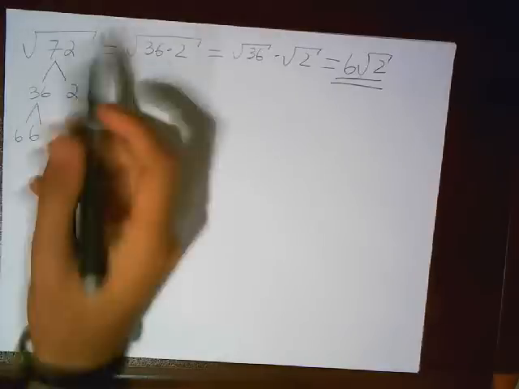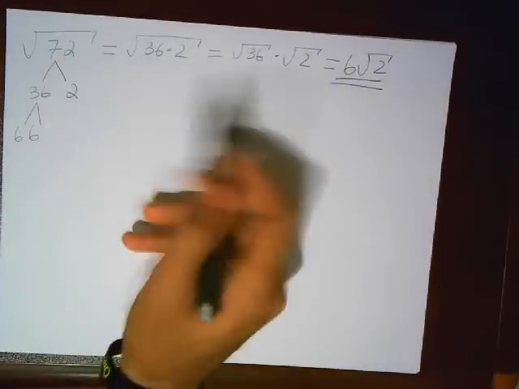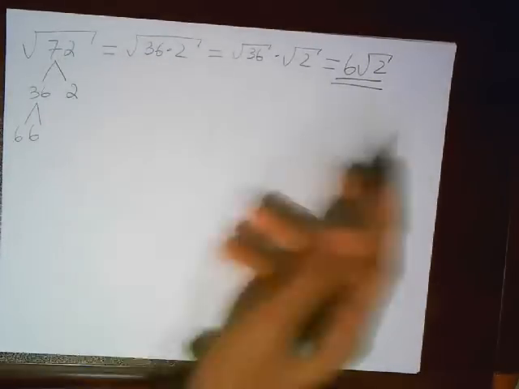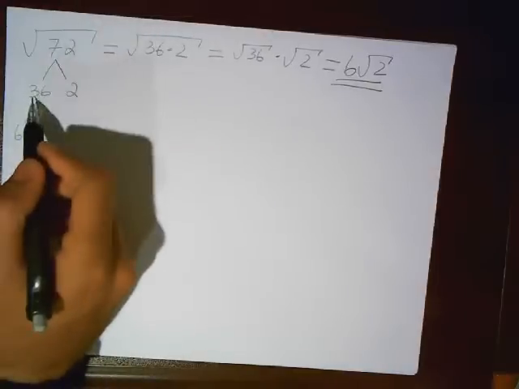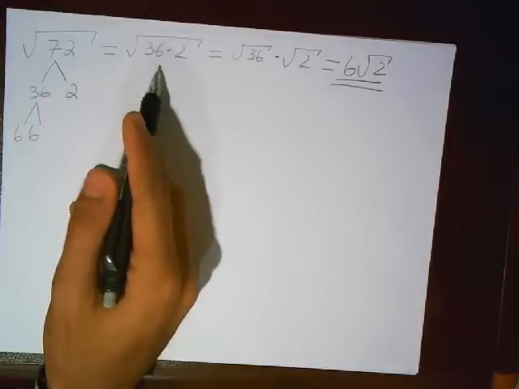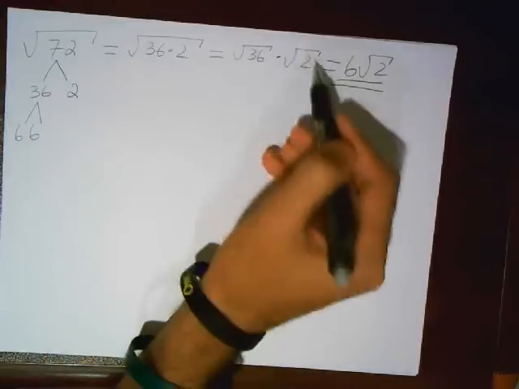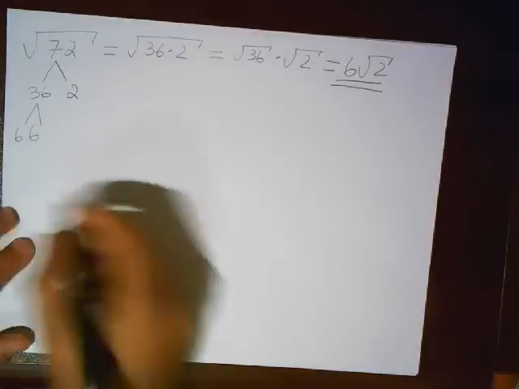Now, most times people will just go from here to here. They won't show these intermediate steps, but this is exactly what is happening. We realize that 72 is divisible by 36. 36 is a perfect square. That means that the square root of 36 is a number. That number is 6, and on the inside you're left with a 2.